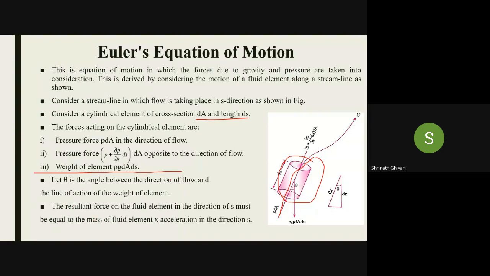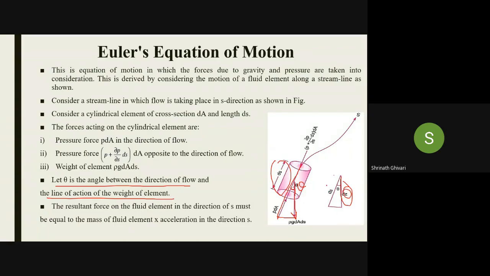Okay, so this is the point. Next, let theta be the angle between the direction of flow and the line of action of the weight of the element. This is the direction of flow. This is the line of action of the weight acting on the ground. So that angle is given by theta. We have shown the diagram over here. You can observe theta, ds and dz. So we have taken this as dz.